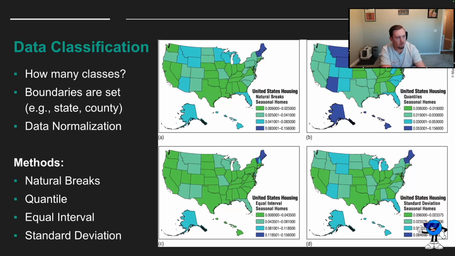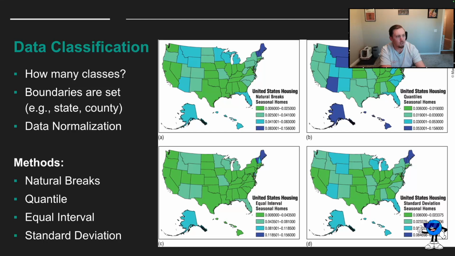The third method is to use equal intervals for data classification. This is shown in 7.8c. It works as it sounds. This method involves creating a number of equally sized ranges and then splitting the data values among these ranges. The size of each range is based on the total span of values to be mapped.